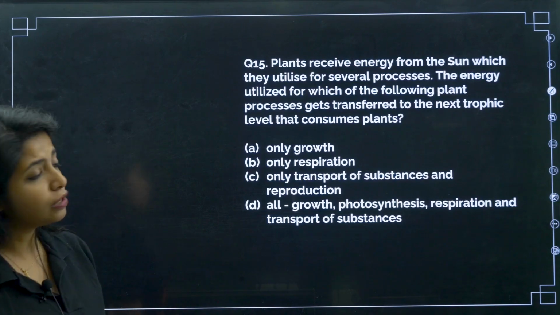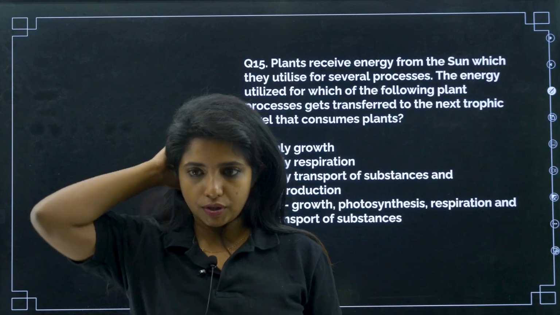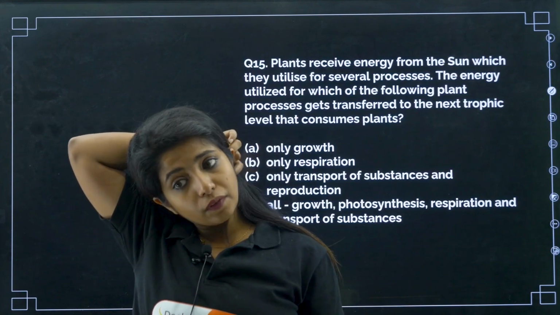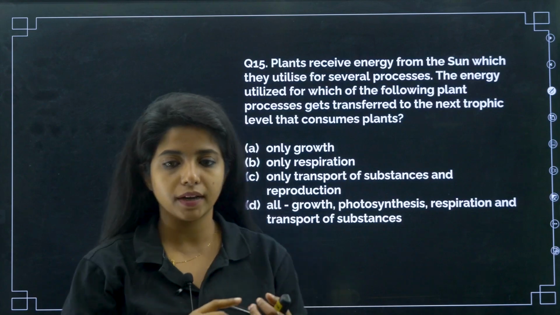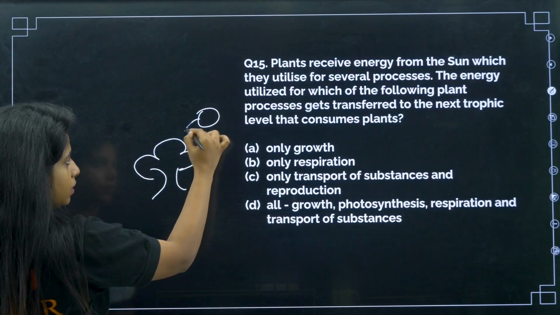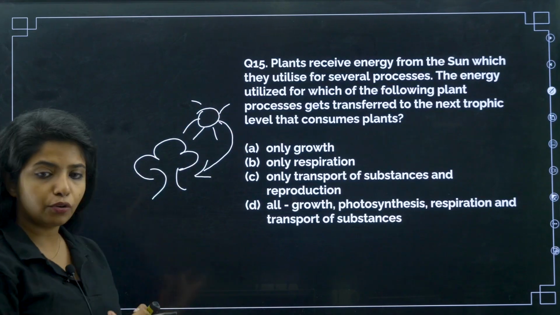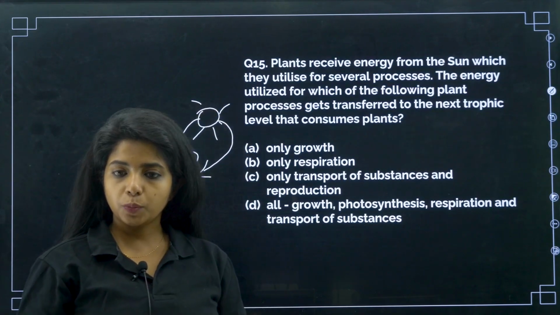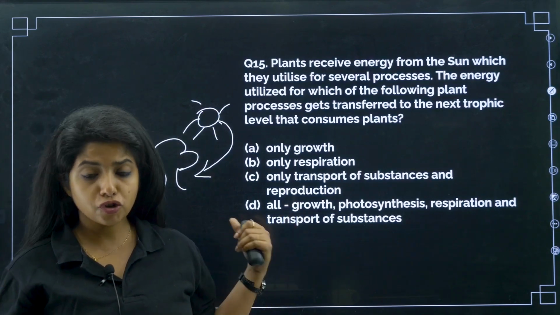Plants receive energy from the sun, which they utilize for several processes. The energy utilized for which of the following plant processes gets transferred to the next trophic level that consumes the plant? So, there is a plant and there is sunlight. The plant will be using the sun's energy for a lot of its processes, for example growth, photosynthesis, respiration, each and every process. So, that is there for sure.